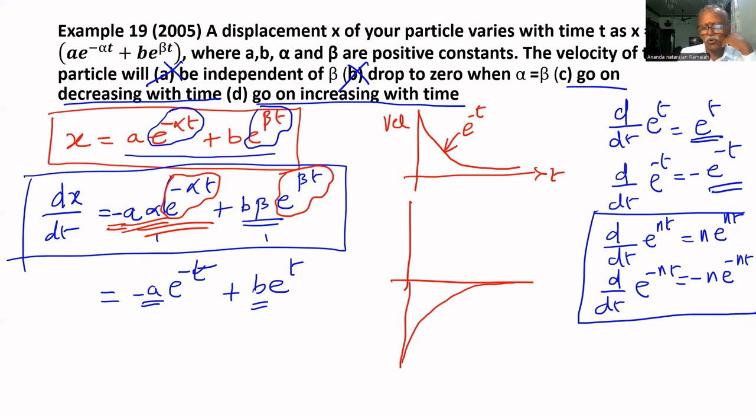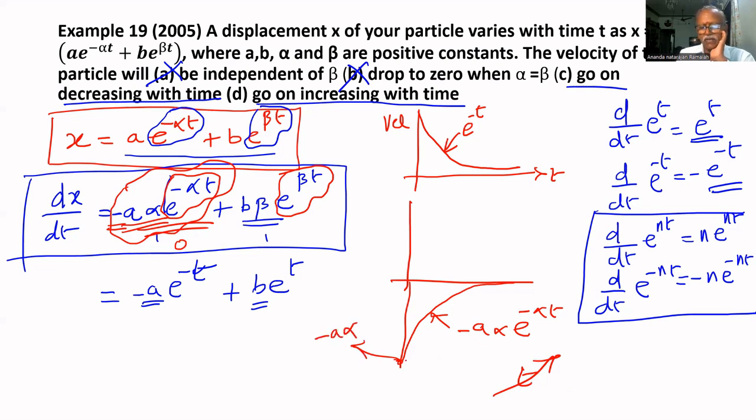Anyhow, it comes to 0. So this is the graph for minus a alpha e power minus alpha t. As t increases, this part will become 0, because initially it is some negative value. At t equal to 0, you will get minus a alpha. It starts at minus a alpha. Suppose a equal to 1, alpha equal to 1, it starts at minus 1 and comes to 0.